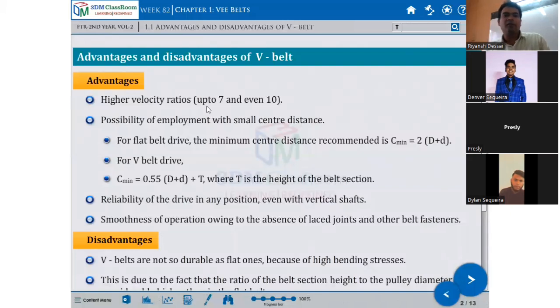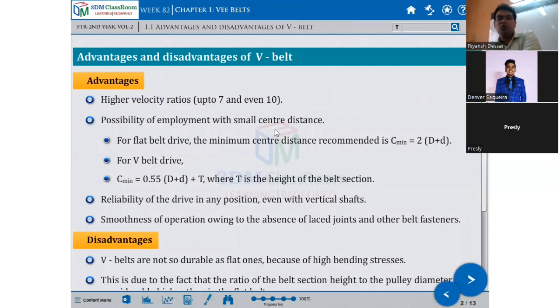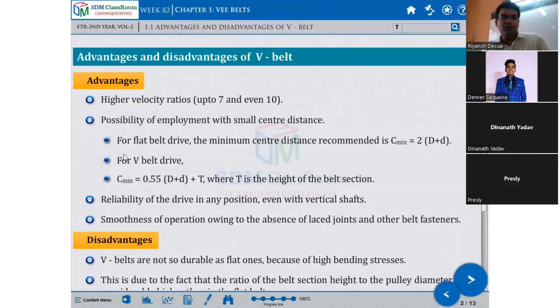The first basic advantage is high velocity ratio, up to 7 and even 10. So velocity ratio can be 7 and even 10. Possibility of employment with small center distance. Some small center distances are also possible. For flat belt drive, a minimum center distance recommended is 2 times D plus d. This is the general formula they have given.